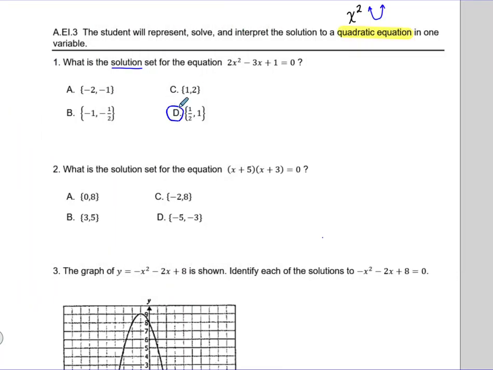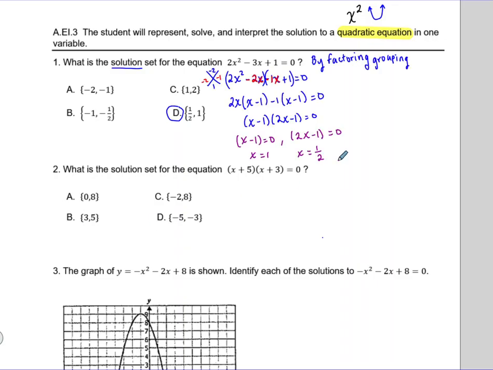I will also do this question by hand, just so you have it. I'm not going to record that part because I don't want this video to be too long. I'll just work it out, and then you can pause the video and take a look. Here I factored it out by grouping, and we got the same answers, x equals 1 and x equals 1/2.